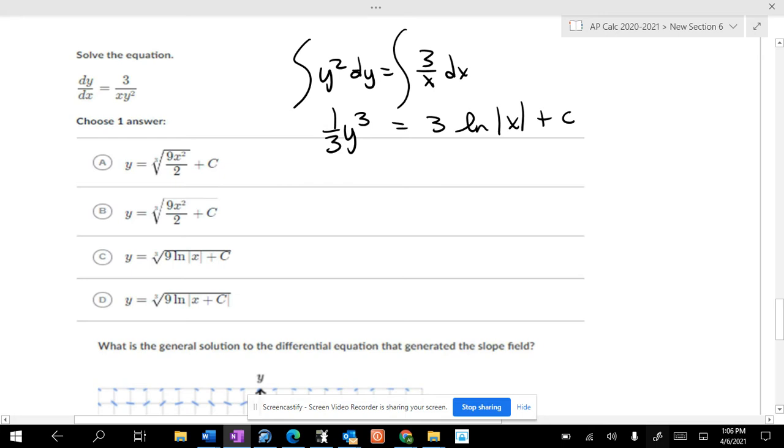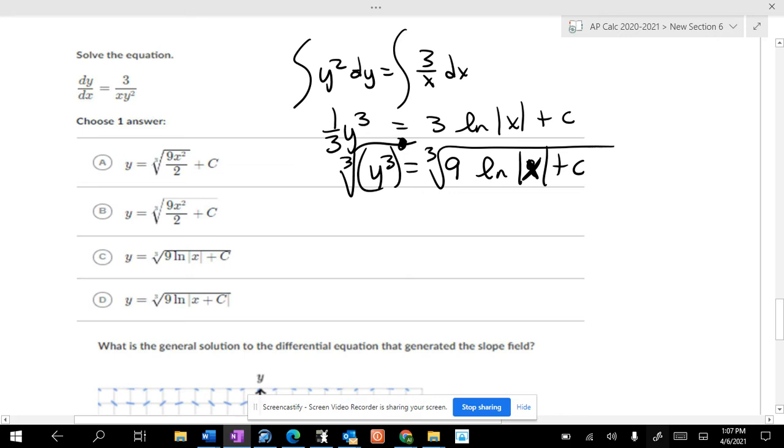Okay, so you multiply by 3, so y cubed equals 9 ln of the absolute value of x plus c. And then you cube both sides, or cube root both sides. Wait, what's the difference between? Is there a difference? Yeah. Oh, it's where the absolute value signs are. It's just c. It's c. Good job, Ty. Look at you.